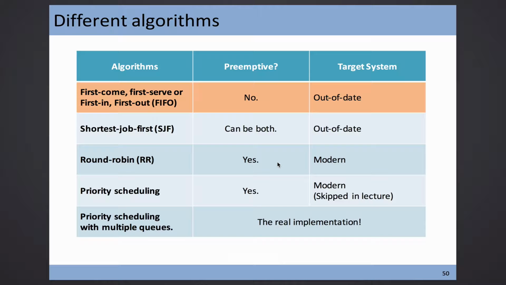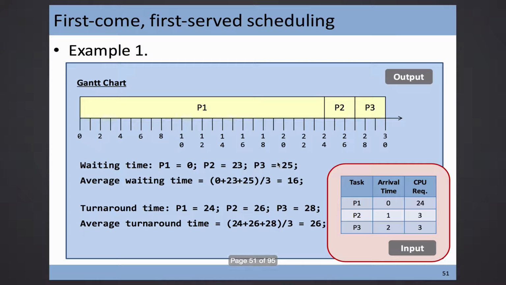So let's take a look at FIFO. FIFO is mostly the easiest to understand. It is the one that you use in a parking shop. You go to McDonald's, KFC, they all have FIFO.